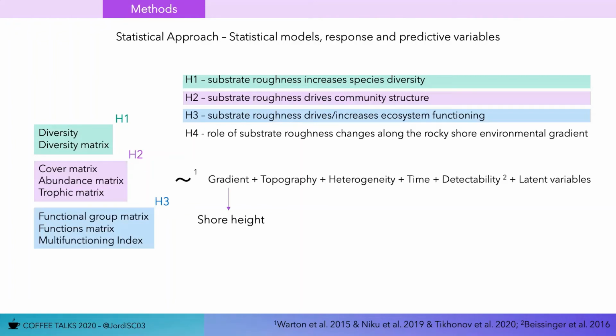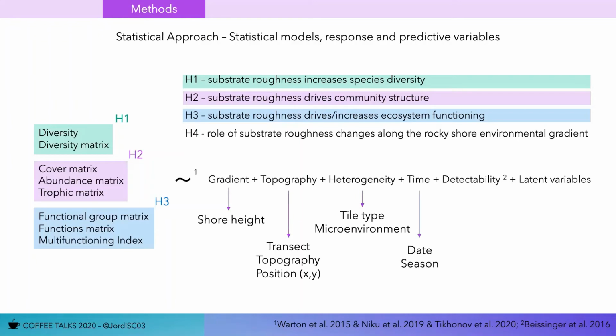And these are the predictive variables that I'm using in the model. As the gradient, I'm using shore height, representing the intertidal gradient. Topography, we have these three variables. I can talk more about it later on if there are questions, just to keep it short. Heterogeneity, we have two more variables.